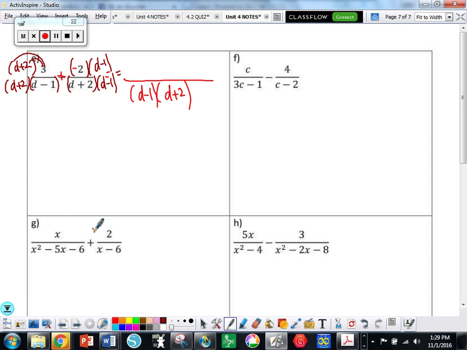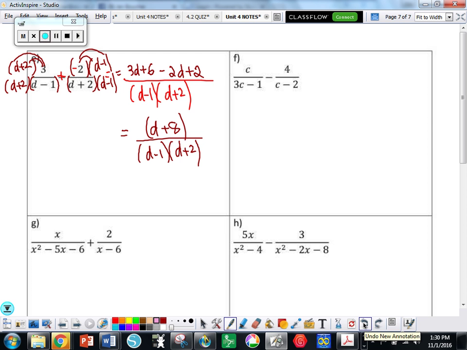What do we get? 3d plus 6. Distribute the next one. You get minus 2d plus 2. Now what do we do? Combine the like terms. 3d minus 2d would just be d plus 8 on top. d minus 1, d plus 2. Does anything cancel? No. Can I cancel those d's? No. Ever? No. This is your final answer.